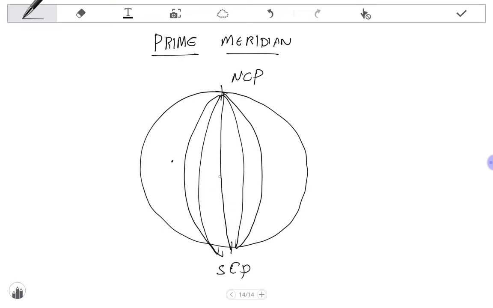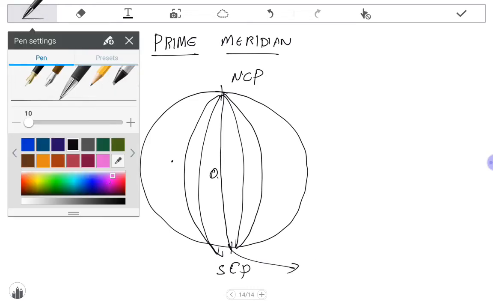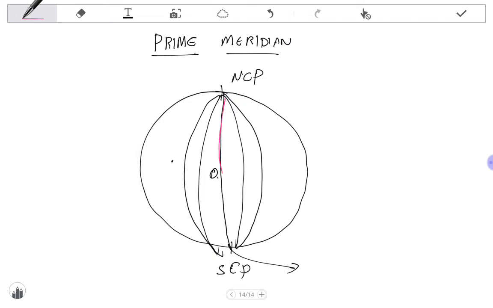Okay, so this 0 degrees meridian, which is the projection of Greenwich, is called the Greenwich meridian or prime meridian. So the Greenwich prime meridian projected on a celestial sphere is called the prime meridian. There is one more thing that comes with the prime meridian: Greenwich hour angle, or GHA.